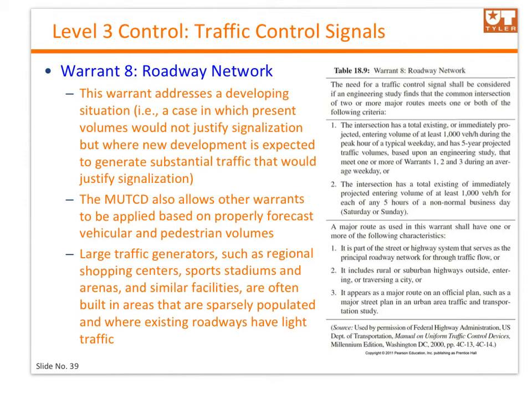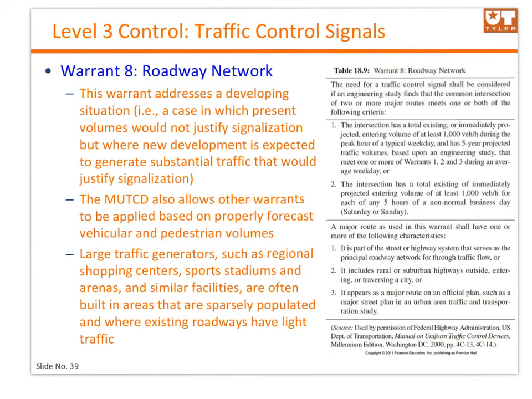Warrant 8, this has to do with the roadway network. This warrant addresses a developing situation. For example, a case in which present volumes wouldn't justify signalization, but I'm expecting a new development at this location that is going to generate substantial traffic that would justify signalization in the near future. So the MUTCD in this case allows other warrants to be applied based on properly forecast vehicular and pedestrian volumes. I may not experience that much traffic now, but if I have a very near future prediction of increased traffic volumes and pedestrians, this is the warrant that I need to use.